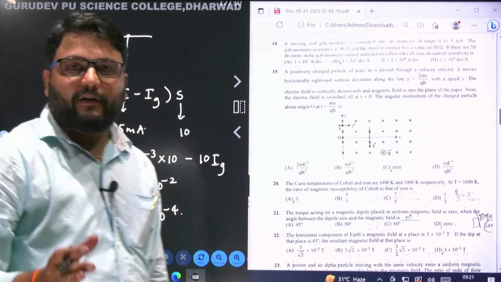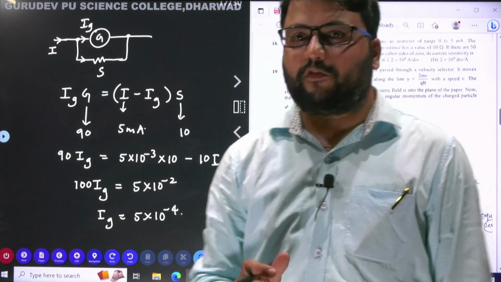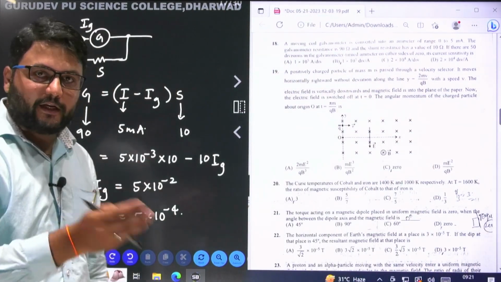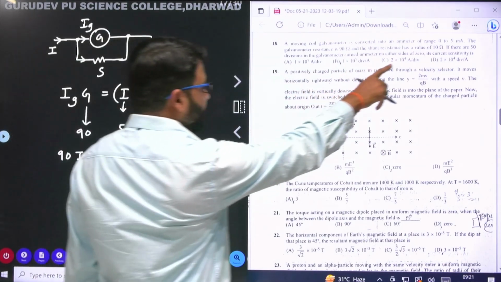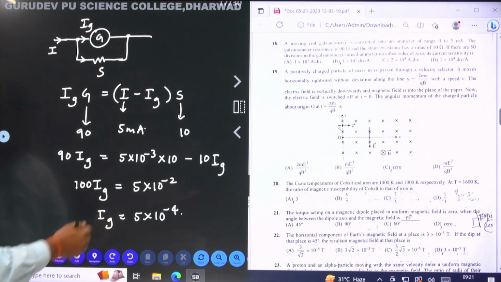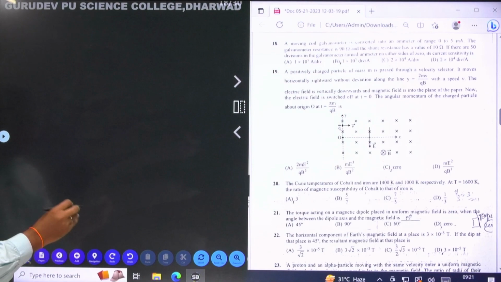And what is Ig here? Ig is the current required for full scale deflection of the galvanometer. If you want to deflect the galvanometer for full scale, the complete 50 divisions given in the question, you need this much amount of current. So remember this value. We are going to move to the next page to solve it.